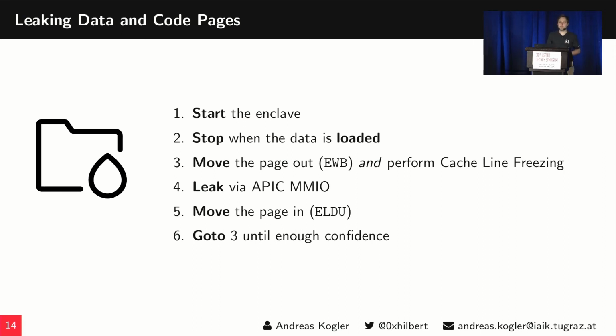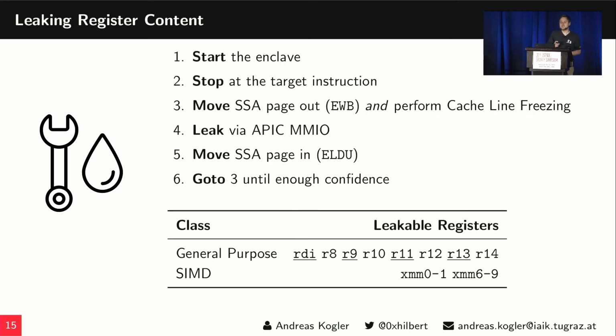not being executed. And if you remember, we had this super special page, the SSR page, which stores register context during asynchronous events. So the idea here is now that we stop after a certain instruction had a secret value in the register, we interrupt the enclave, bring that value on that special page, and then we use the same technique as before and just dump that page.